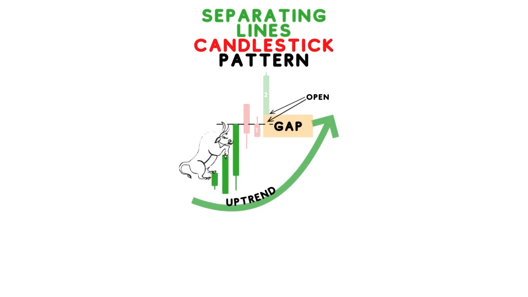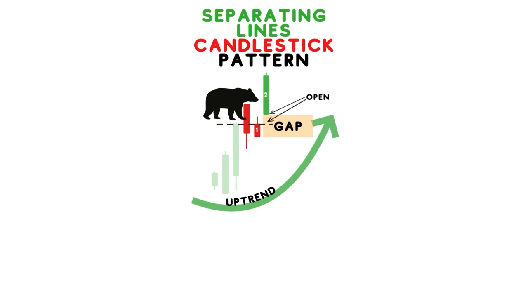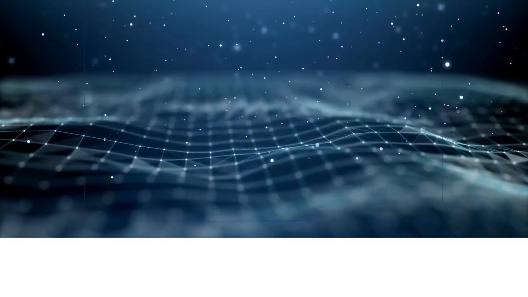The idea is that when the bulls are dominating the market, the bears temporarily take control, causing concern for the bulls. However, when the second candle gaps up, opening at the same price or above the open of the previous day, confidence is restored in the bulls as they jump back in and drive prices higher.